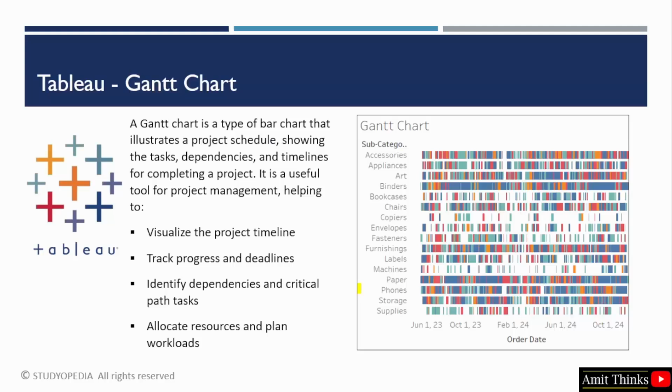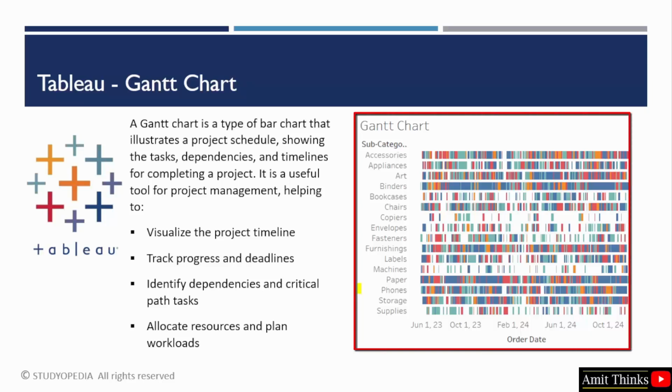So consider a Gantt chart as a bar chart. Let's say you want to illustrate a project schedule, displaying the tasks and the timelines for completing a project with the dependencies also. You can use it for project management, and Gantt charts are mostly useful for project management so that you can track your progress, visualize the timeline of the project, and plan your workloads, like I have shown on the right. This chart displays orders over time for subcategories.